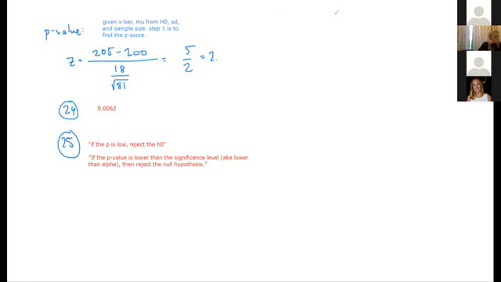So this is minimum sample size needed to control both alpha and beta. Here's the formula. Z alpha plus Z beta. I don't even remember my formula. Give me a sec, guys. I gotta find it. Downloads.